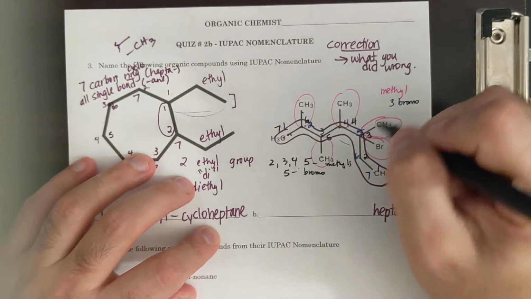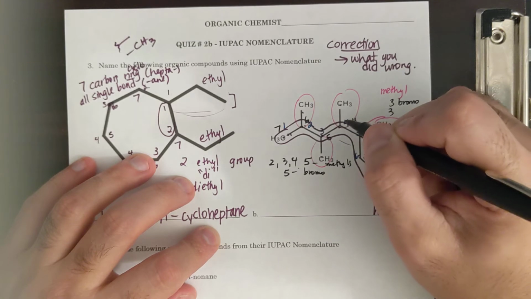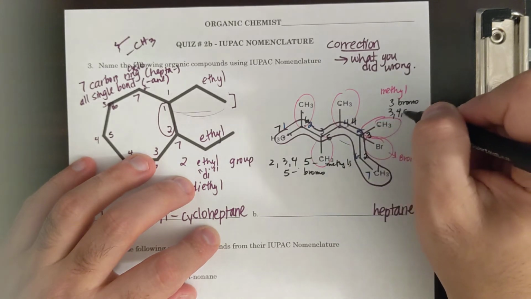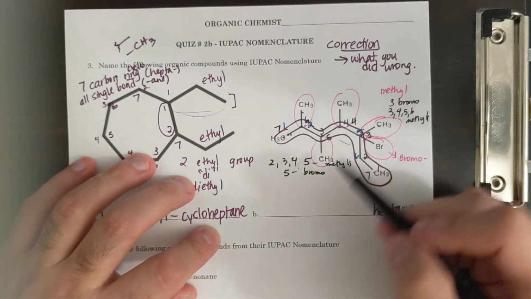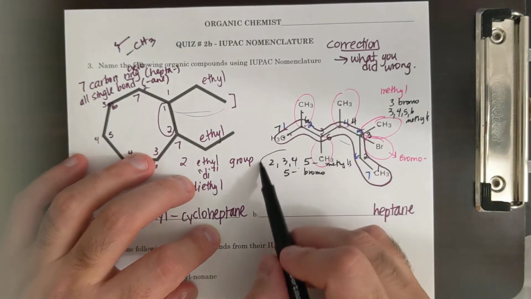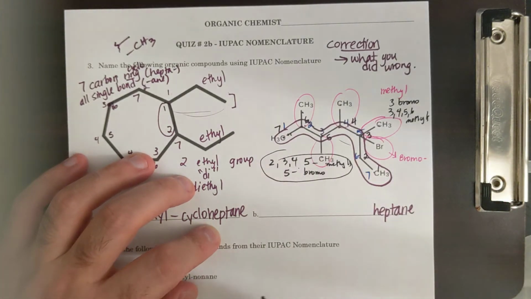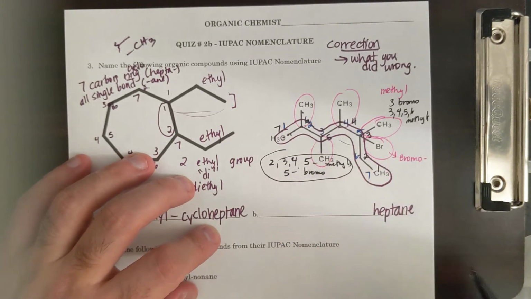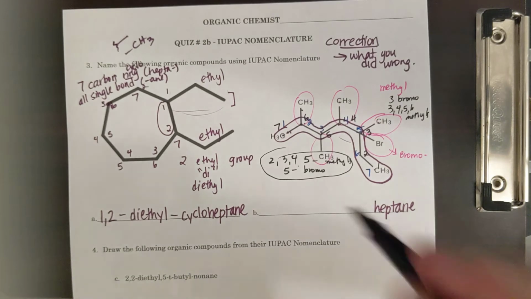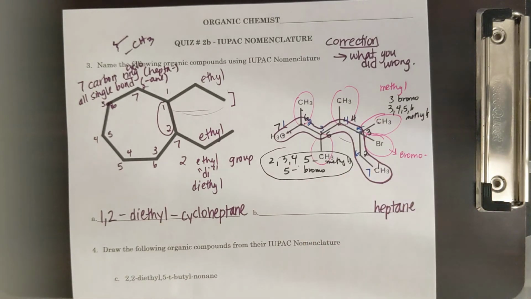And then I'll have 3, 4, 5, 6 with the methyls. In looking at these numbers, I could clearly see that these are going to be my lower set of numbers. 2, 3, 4, 5, 5 is going to be lower than 3, 3, 4, 5, 6. And so now I have to use these to name my compound.